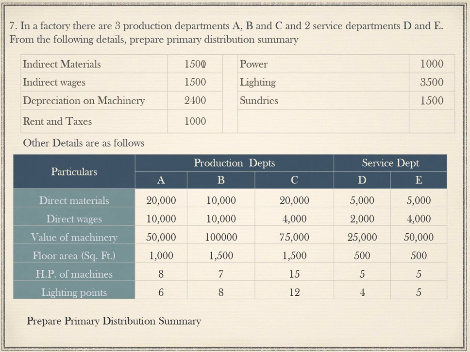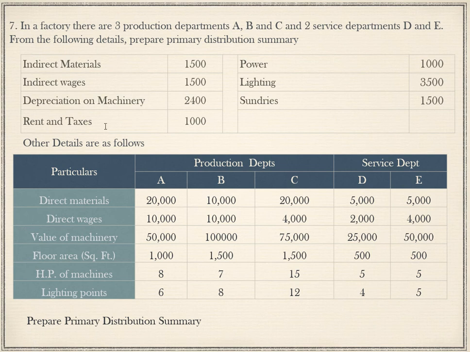Obviously, the basis for apportionment is going to be direct materials, which we can see here. Next one is indirect wages, 1500. The basis of apportionment of indirect wages is direct wages, right? Next one is depreciation on machinery, which is 2400. It is to be apportioned on the basis of value of machinery, which is given here.